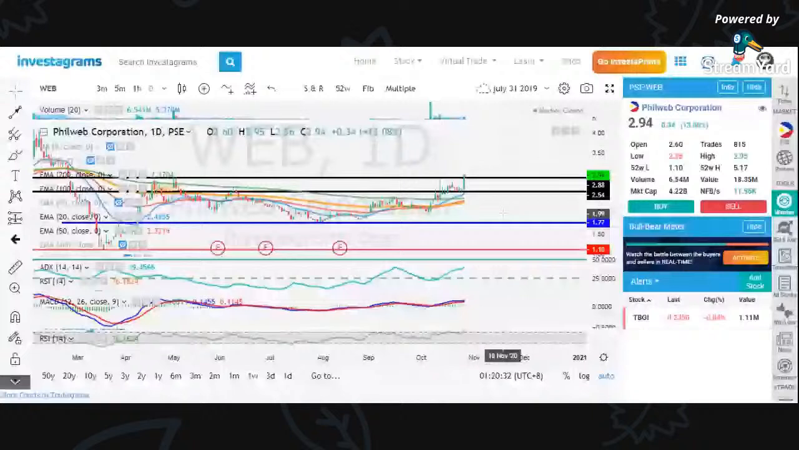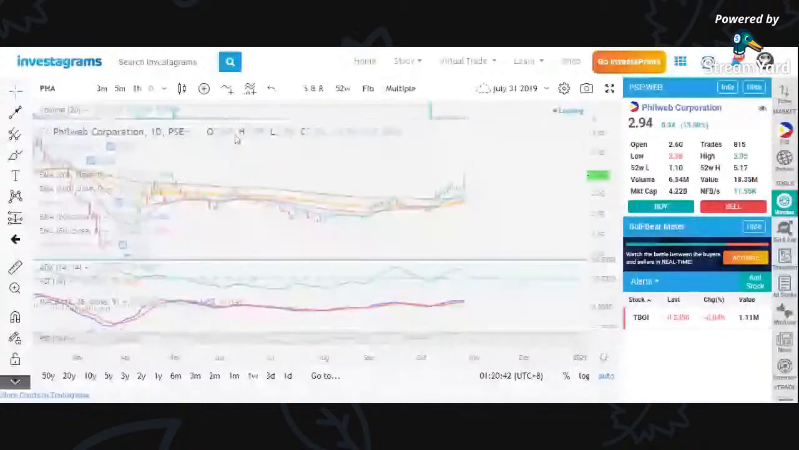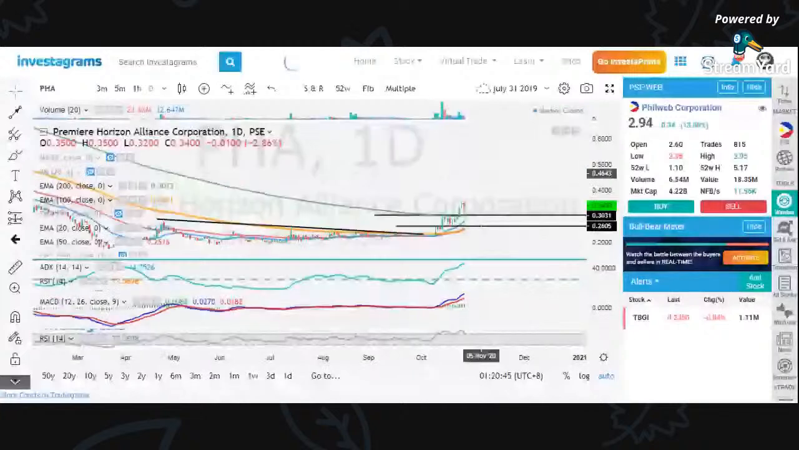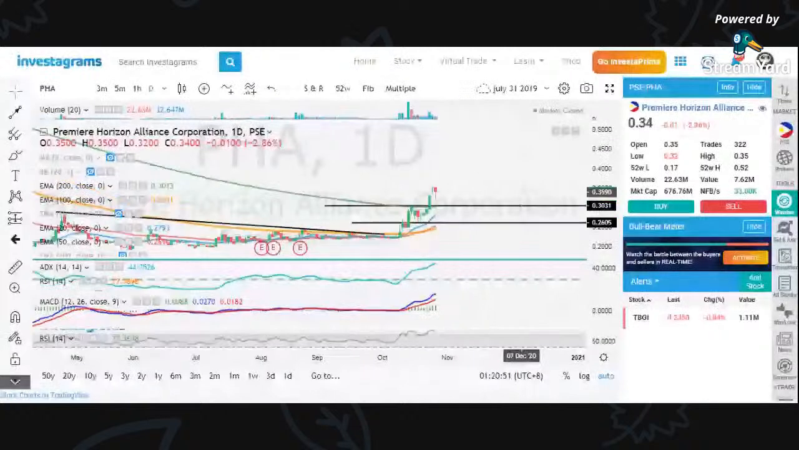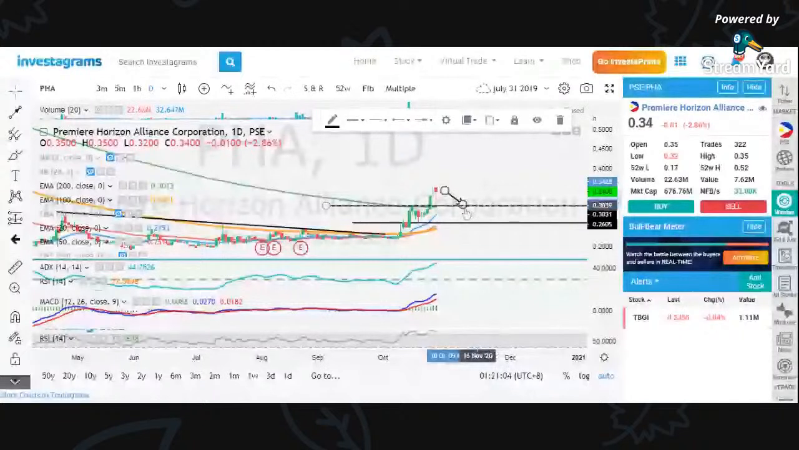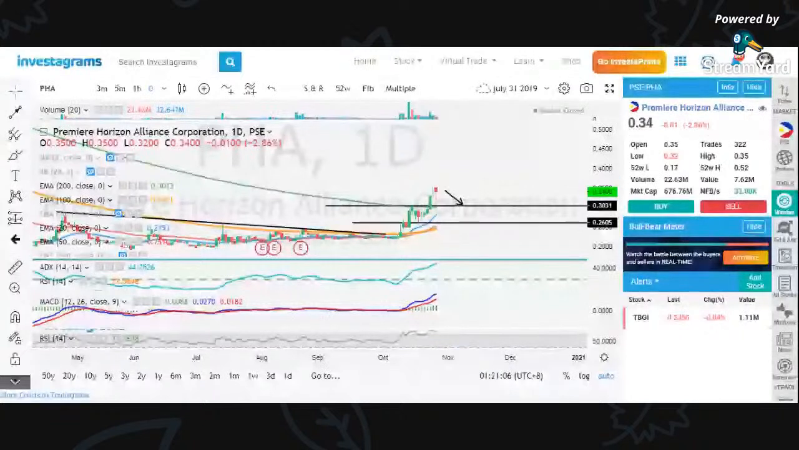Next one is PHA. Si PHA ay nasa taas na ng lahat ng exponential moving averages yung price. But nag-create siya ng resistance ditong area. And then we will see kung mag-bounce si PHA dito sa may support line. Okay? Kasi nag-retrace siya ngayon. So we will see kung mag-bounce siya din sa may horizontal line. Kung ma-hold niya, then we can tisbay on that area.